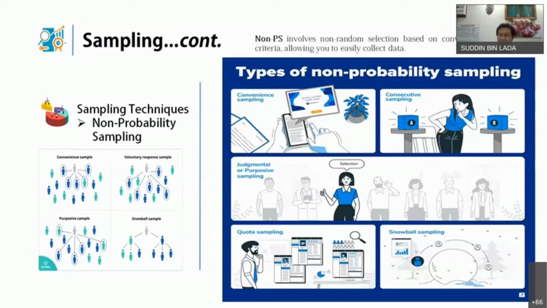Same goes to quota sampling. You divide it into few groups, few quota, then you select from the quota. Then the last one is snowballing. This is very popular when you are conducting research online, where you give one person or one family, one group, then people in individual, in group and family will distribute among them. That's what we call snowballing sampling.